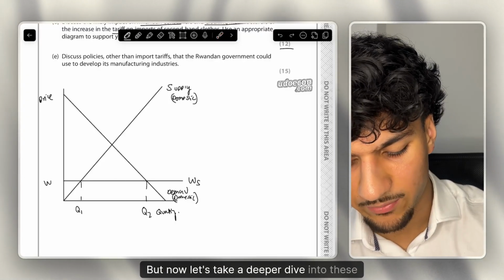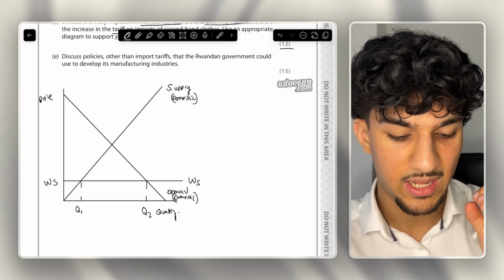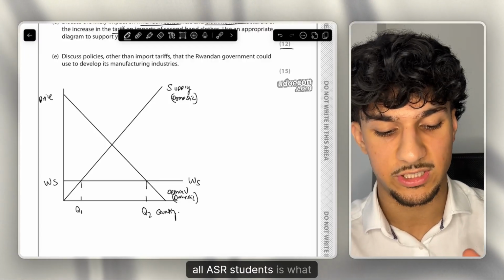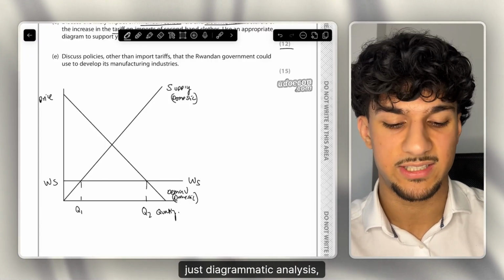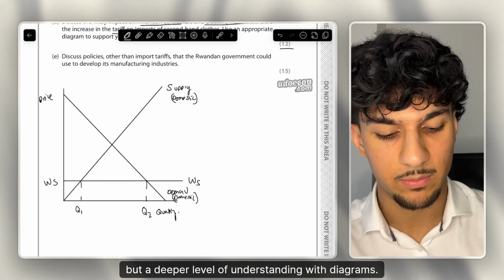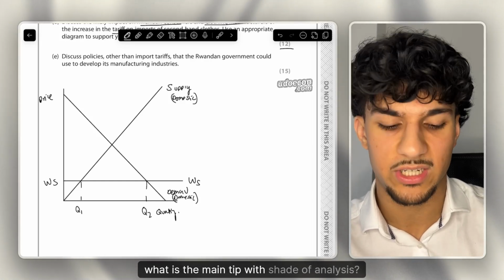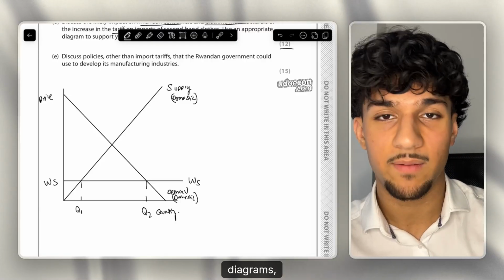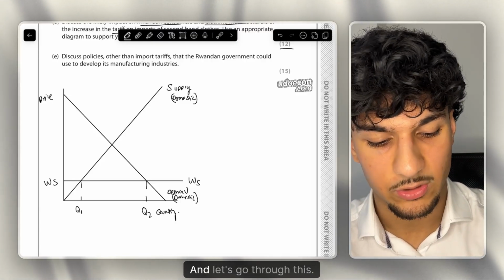Now, let's take a deeper dive into these respective quantities. Now, I always emphasize the thing that I see between all A-star students is what? Just diagrammatic analysis, but at a deeper level of understanding with diagrams. The reason why, what is the main tip with shade analysis? Be step by step. The only way you can be step by step with diagrams is if you fully understand the diagram. And let's go through this.